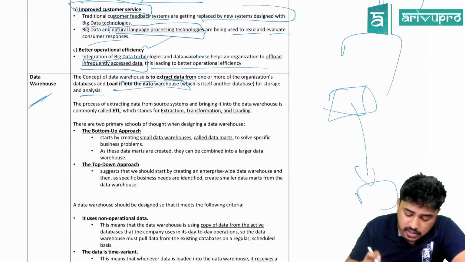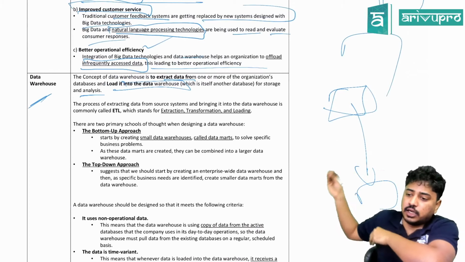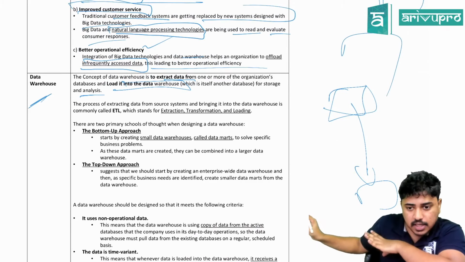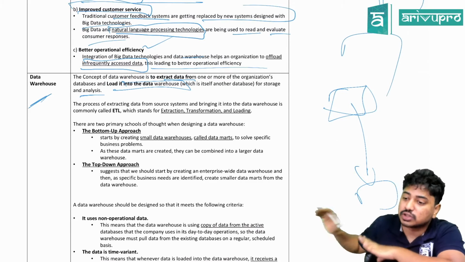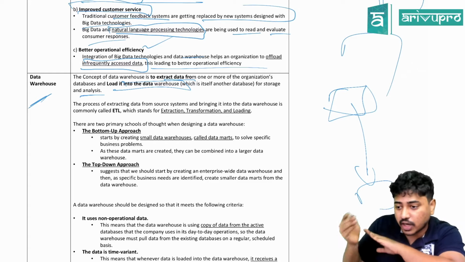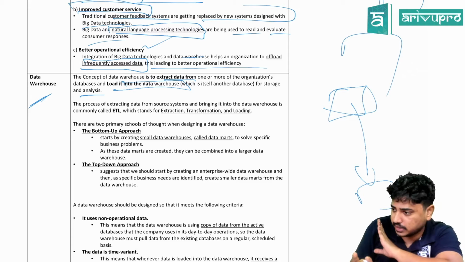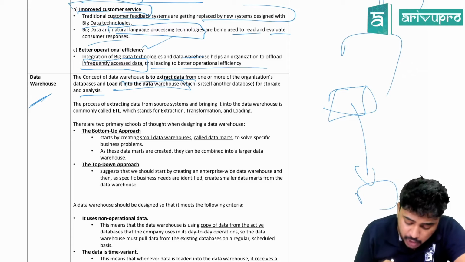Now, please understand the word. You have to extract the data and store it into a warehouse. We call it a data warehouse. For what? Why do you store it? For analyzing. Please stick with me for some time, then you'll understand the entire thing. Okay. Now, the process of extracting from the source system.